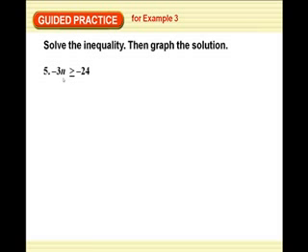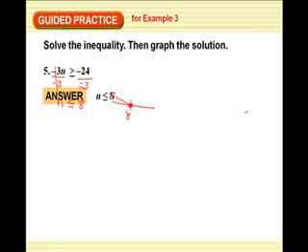So this is negative 3 times n. The opposite is to divide by negative 3. So we cancel out n, you flip the sign because of the negative, dividing by the negative, and you get 8. So n is greater than, or excuse me, less than or equal to 8. So you color it in. That's a pretty primitive graph, isn't it? There's not a lot there.